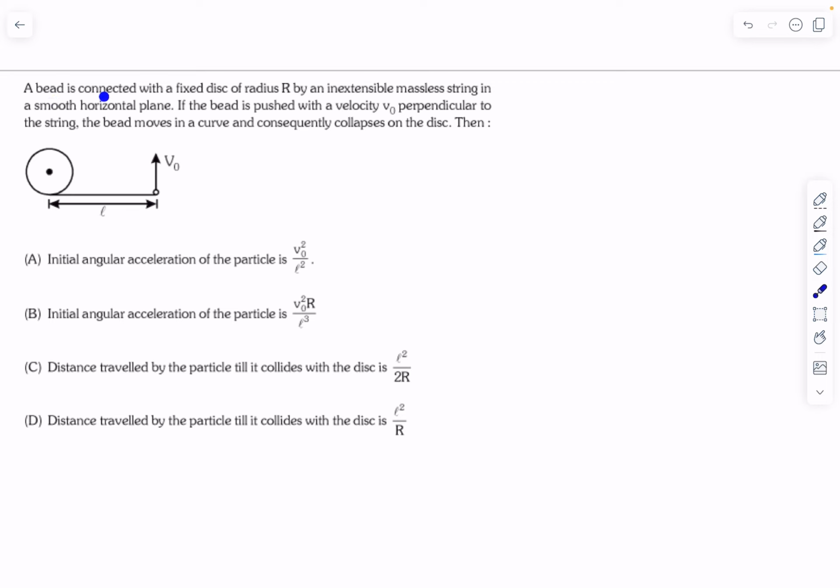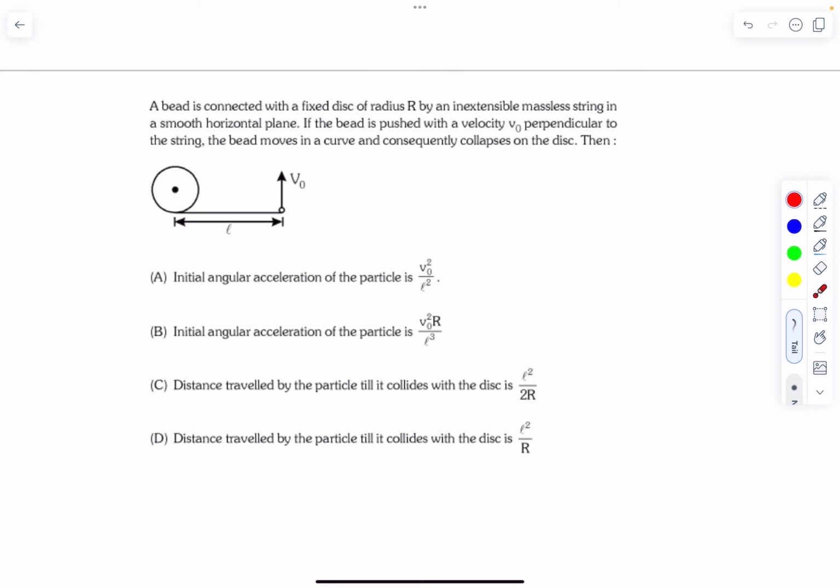So we have a bead that is connected with a fixed disc of radius r and it is connected by an inextensible massless string in a smooth horizontal plane. Okay, so the motion is happening in the horizontal plane, gravity is into the plane. If the bead is pushed with the velocity of v naught perpendicular to the string, the bead moves in a curve and consequently collapses on the disc.